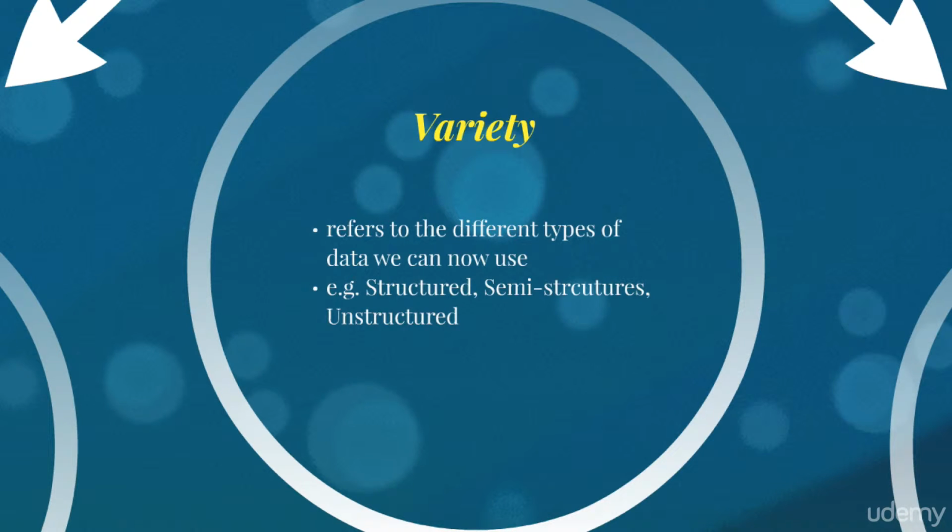Variety refers to the different types of data we can now use. In the past, we focused on structured data that neatly fits into tables or relational databases, such as financial data, sales by product or region. In fact, 80% of the world's data is now unstructured and therefore can't be easily put into tables. Just think of photos, video sequences, or social media updates. With big data technology, we can now store, process, and analyze these structured, semi-structured, and unstructured data.